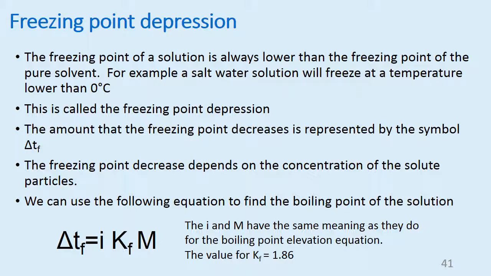The equation, as you can see below, is the same. The freezing point will depend on the concentration of the solute. The delta TF is equal to little i times KF times M. Again, little i is just the number of particles. M is the molarity. The only thing that changes is that the constant for water for freezing is 1.86.